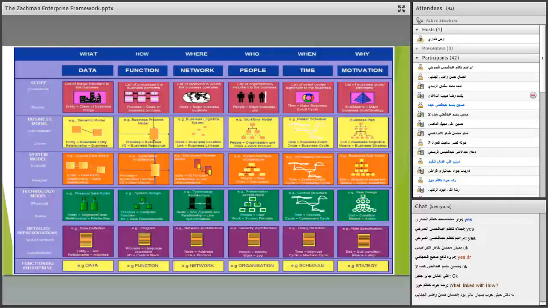Okay, I'm going to talk about the third column of the Zachman matrix, which shows where. Where denotes the network of the enterprise. Where are the different parts of the enterprise located? You see, this column shows how we connect the different places within the enterprise.